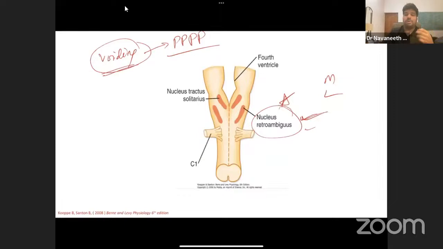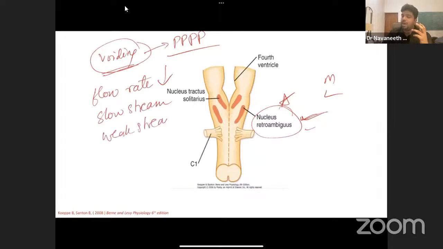So now, if the problem is with respect to voiding, that means the flow rate is low, correct? The flow rate has come down. That means there's some kind of problem while actually passing urine. So there is a slow stream, a weak stream, an interrupted stream. And most importantly, there is overflow.